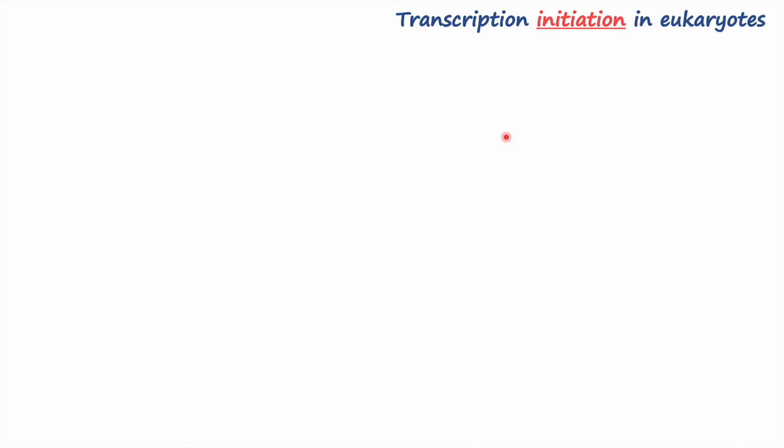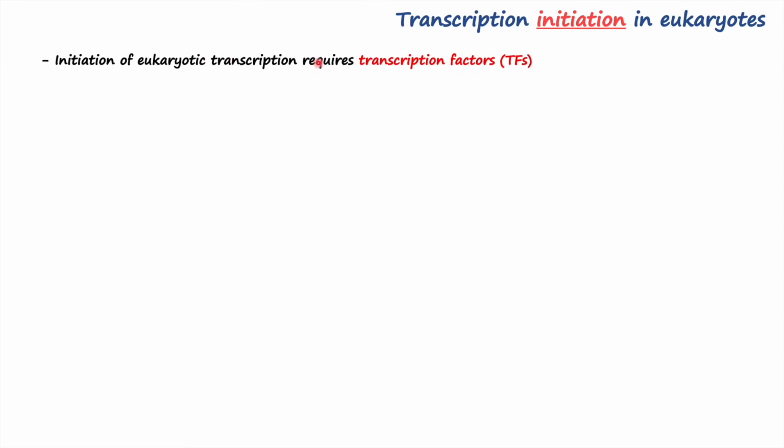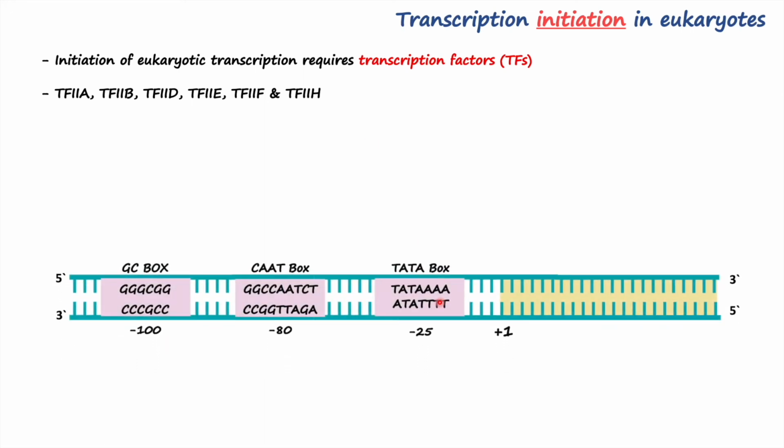Like I mentioned before, initiation of eukaryotic transcription requires specific proteins called transcription factors. There are different types of transcription factors, which include transcription factor 2A, 2B, 2D, 2E, 2F, and 2H. Before we go and talk about the transcription factors more, I just want to quickly discuss the structural organization of a eukaryotic gene. Here we have three different promoter regions. The first promoter is called the TATA box, which is present at about -25 bases before the transcription start site, and you can see that it is rich in adenine and thymine.